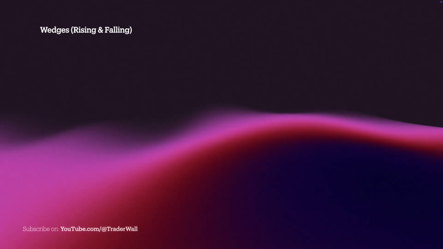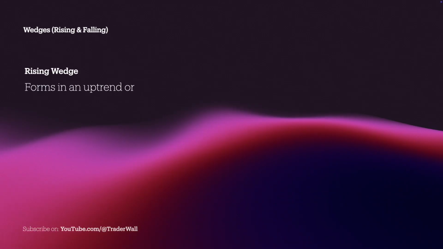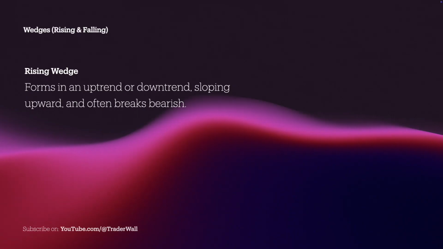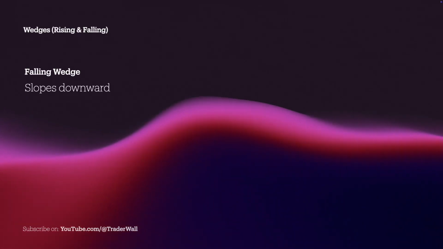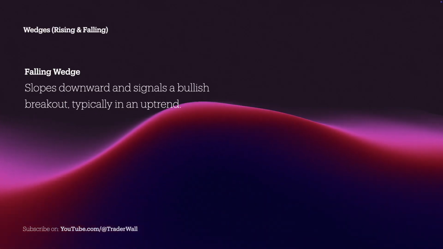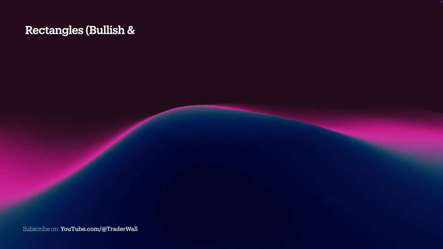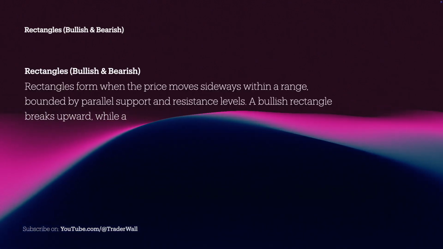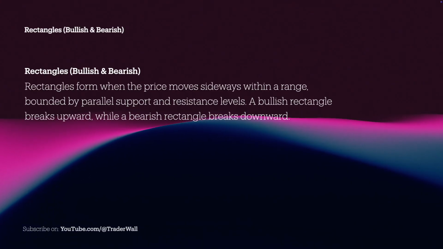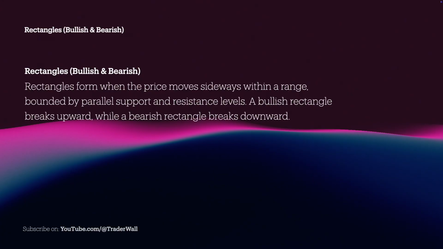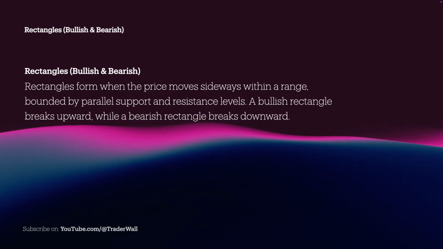Wedges, rising and falling. Rising wedge. Forms in an uptrend or downtrend, sloping upward and often breaks bearish. Falling wedge. Slopes downward and signals a bullish breakout, typically in an uptrend. Rectangles, bullish and bearish. Rectangles form when the price moves sideways within a range, bounded by parallel support and resistance levels. A bullish rectangle breaks upward, while a bearish rectangle breaks downward.